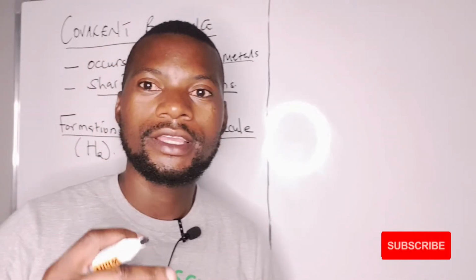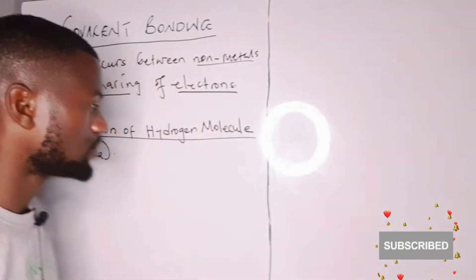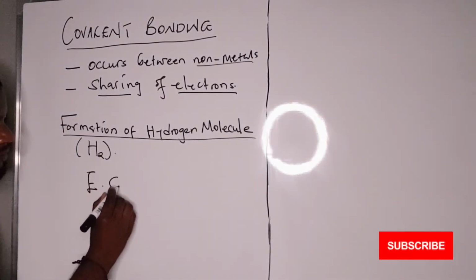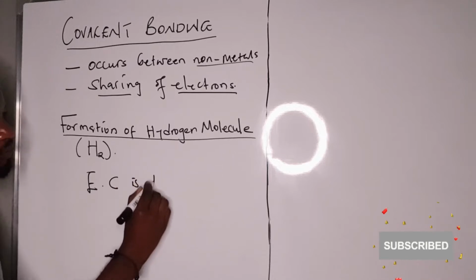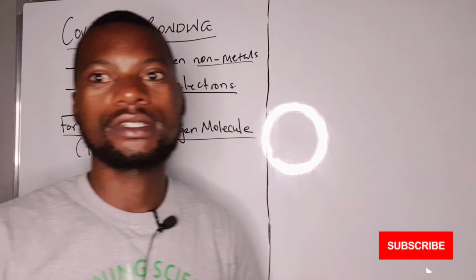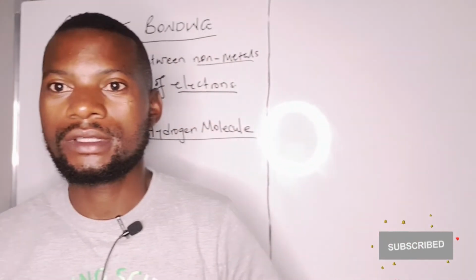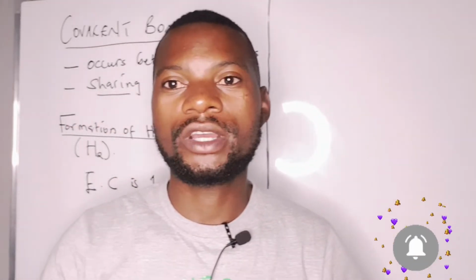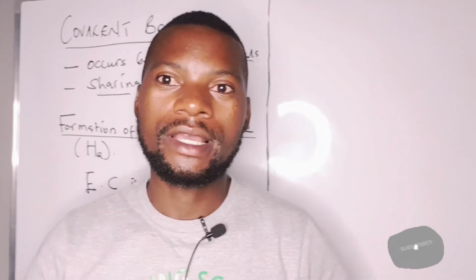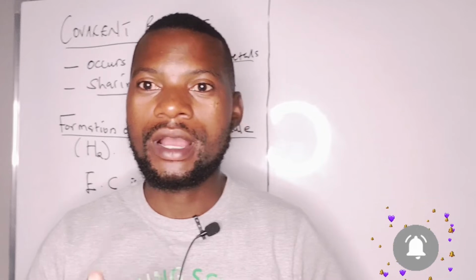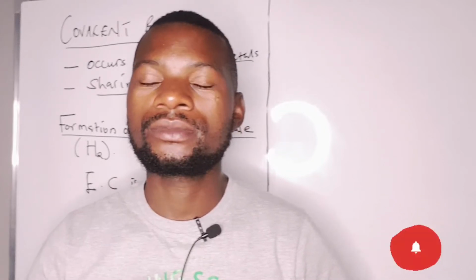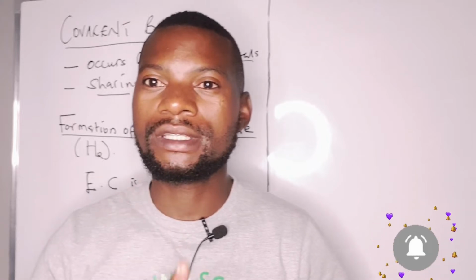So the electron configuration for hydrogen is 1. That is the electron configuration for hydrogen. So its outermost shell consists of 1 electron. Now in this case, we have 2 hydrogen atoms, and each atom consists of 1 electron in the outermost shell.